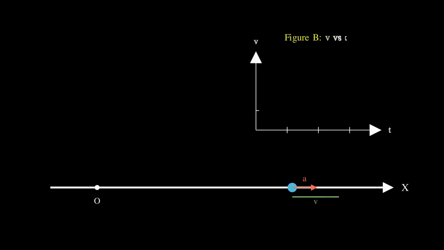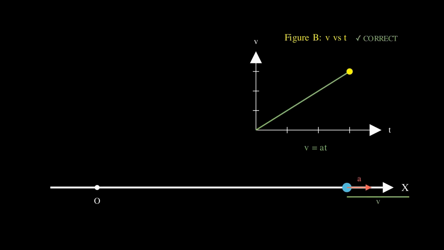Now watch the speedometer. Every equal tick of time adds the same chunk of speed. Since v equals a times t, the velocity-time graph grows as a straight line through the origin. This is figure B, also correct.